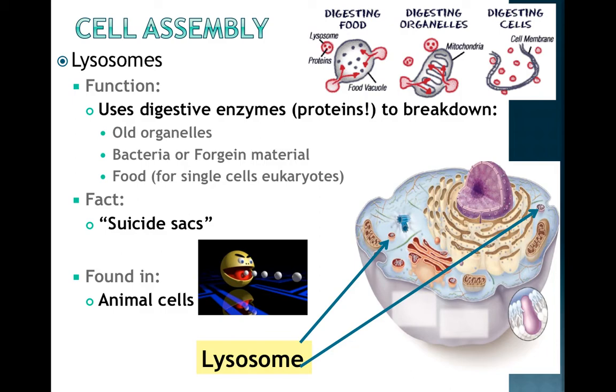So this is our first organelle of the endomembrane system that is not found in both plant and animal cells. So remember, only animal cells.